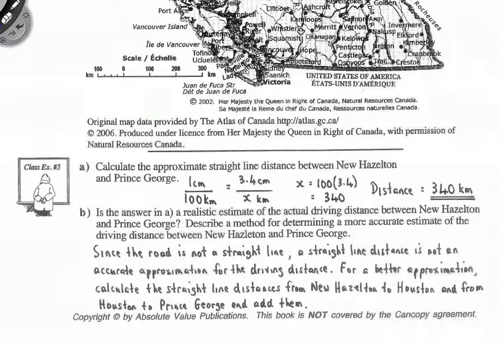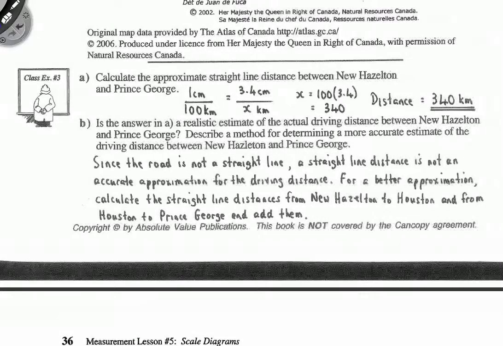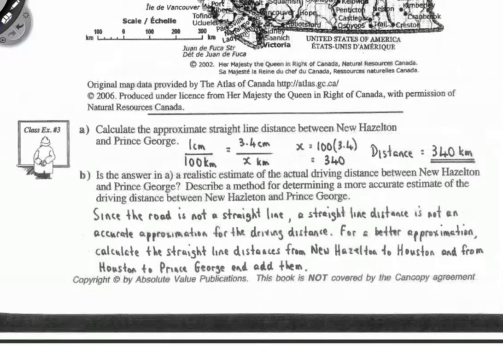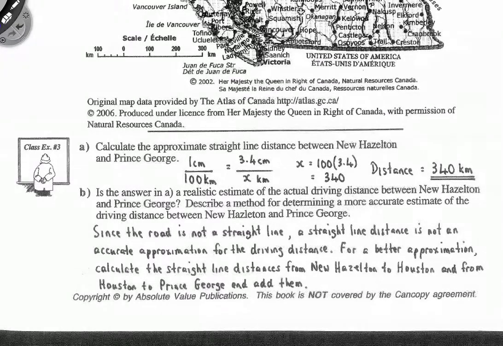Okay, looking at the next example, and another map, this time BC. We also have a scale with this one. And example 3 is saying, calculate the approximate straight line distance between New Hazelton and Prince George. Okay, well, the scale on the map, 1 centimeter represents, in this case, 100 kilometers. So here's a ratio, 1 centimeter per 100 kilometers.